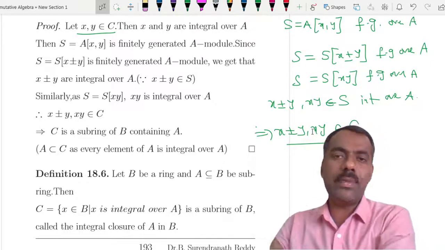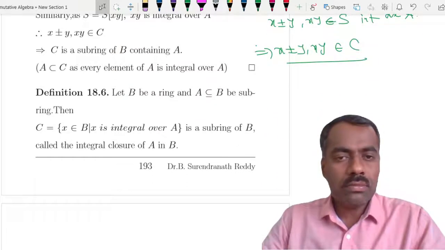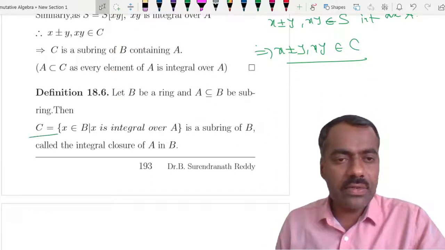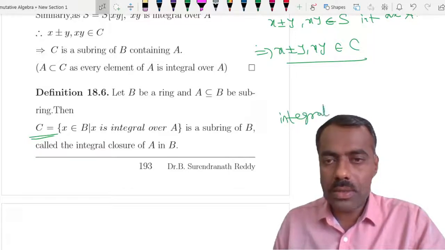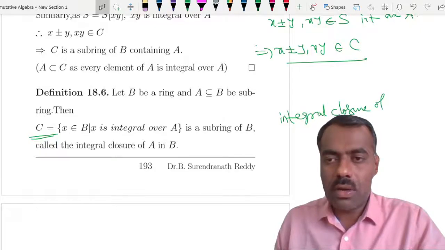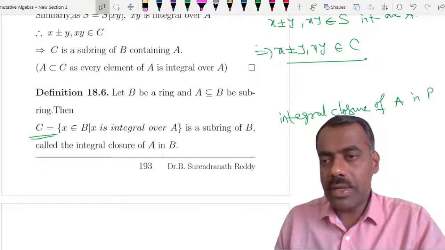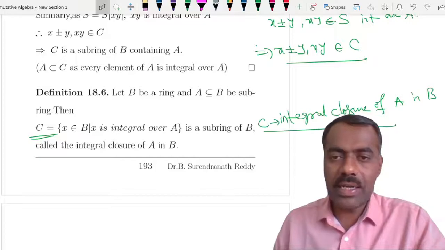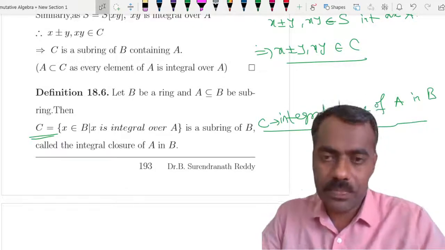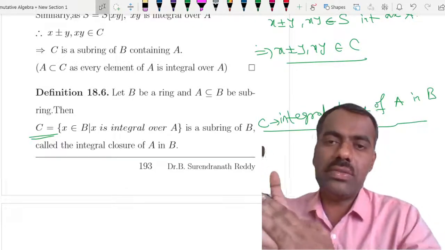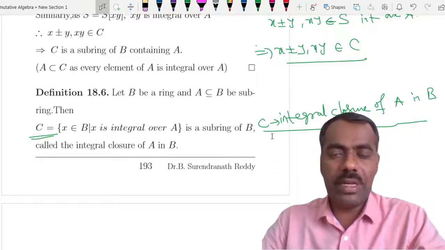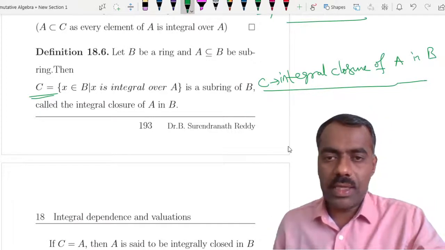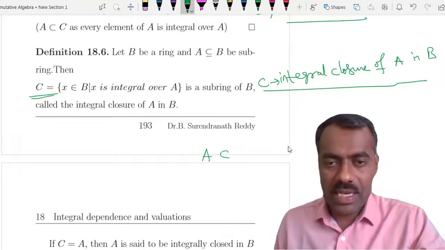Therefore, C is a subring, right? Yes. And this C, whatever we have defined here, which is a subring, is called the integral closure of A in the given ring B. So this C is nothing but the integral closure of A in B. So all the elements of B which are integral over A we are denoting by C. Okay. So there are two possibilities because your C is in between A and B.